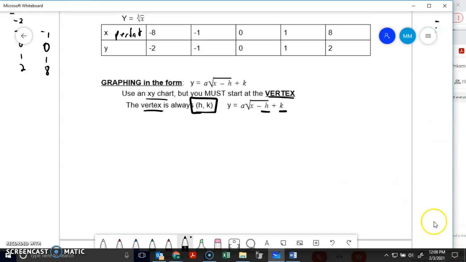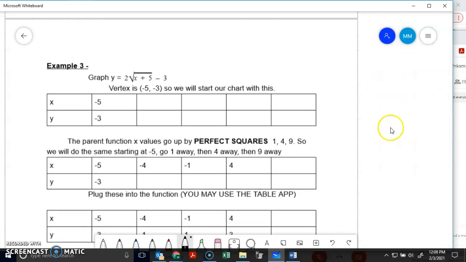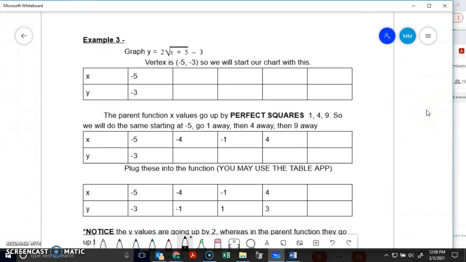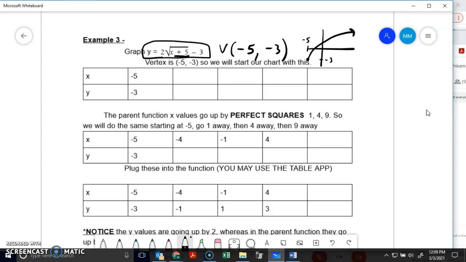All right, so let's take a look at how this plays out. So in this example, I'm looking at graphing this. Identify the vertex, h comma k. We do the opposite of what we see for h. That's negative 5 comma negative 3. That's my vertex. So my square root function is going to start at negative 5 comma negative 3. And it's going to go up half of the sideways parabola. So let's see if we can fill in a chart to make this work.